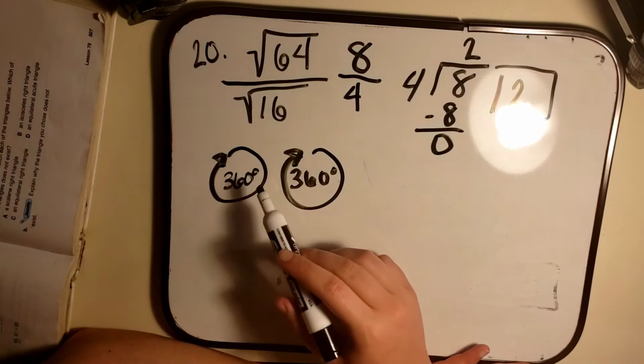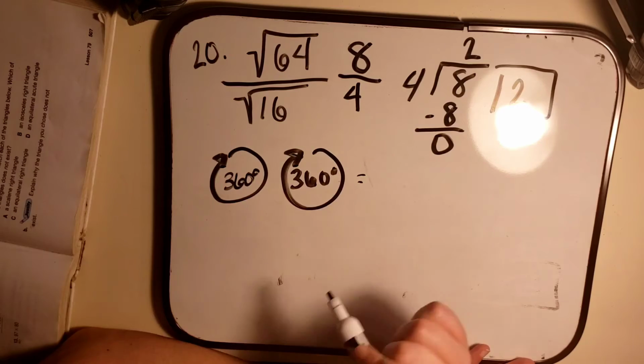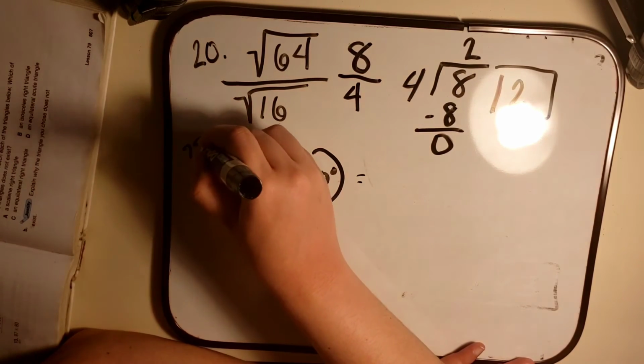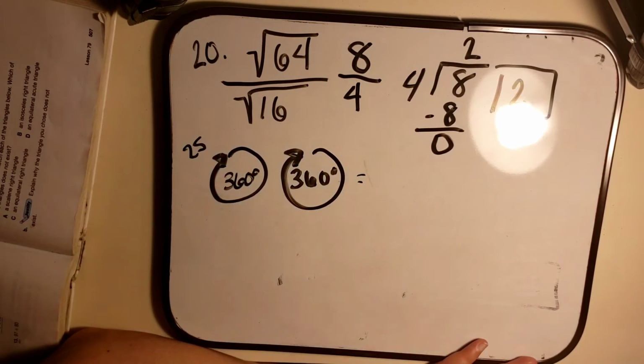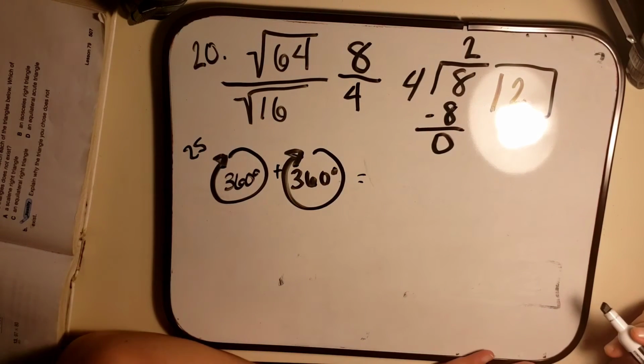So how are we going to figure out how much she did, if she did 2? This is 25. We're going to add. There you go. So you can finish that.